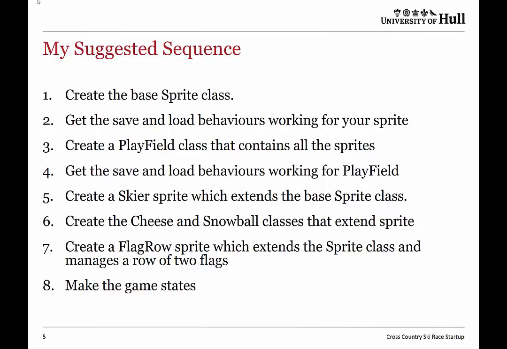Once I've got my load and save working, then I put a skier sprite in, and what skier does is he extends the base sprite class and he provides an update behavior that lets me control the skier around the screen. And then having done that, I'll lob in the cheese and the snowball, the two classes that we have to put in there so you can find the cheese and avoid the snowballs. And then I do the hard thing.